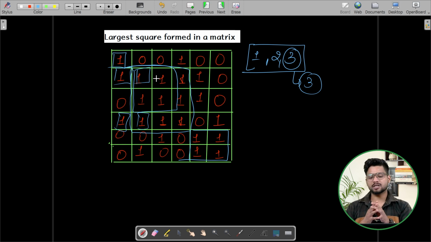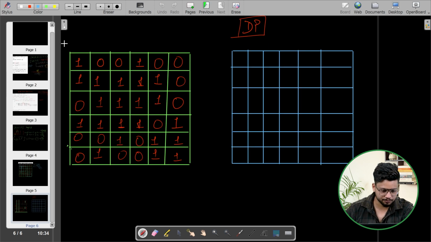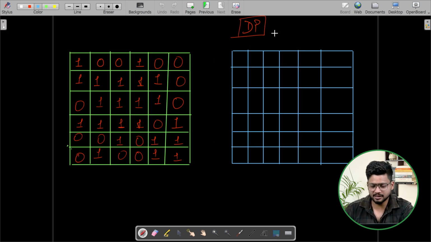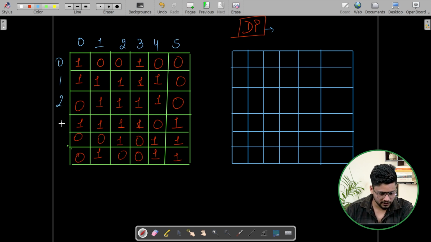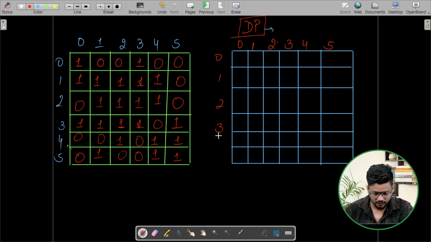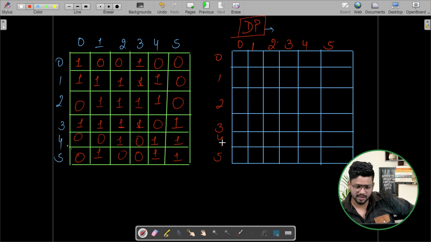Now what is going to be the approach? The approach is very simple. We are going to use DP over here. Firstly, I will make an array, called the dp array, having the same size as the matrix they have given. Let me put the indexes 0 1 2 3 4 5 and 0 1 2 3 4 and 5. So I have made an empty matrix like this.